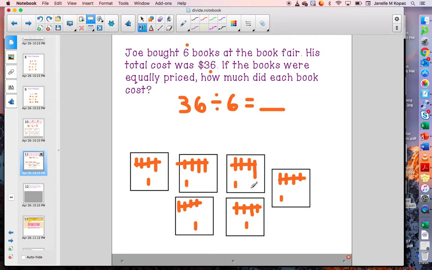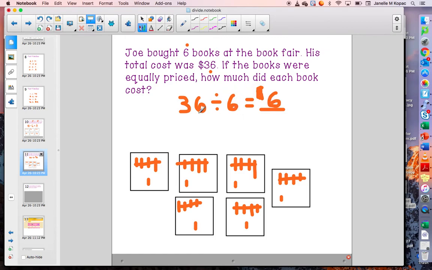So I stop there and I see my groups are equal. They each have 6 in them. So that means 36 divided by 6 equals 6. So how much did each book cost? Each book cost $6.